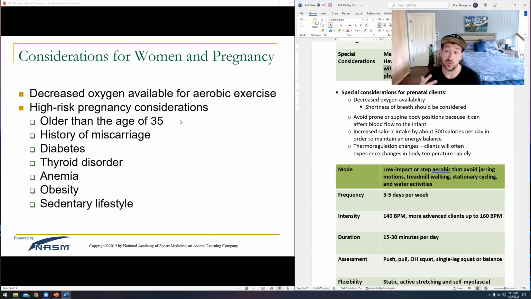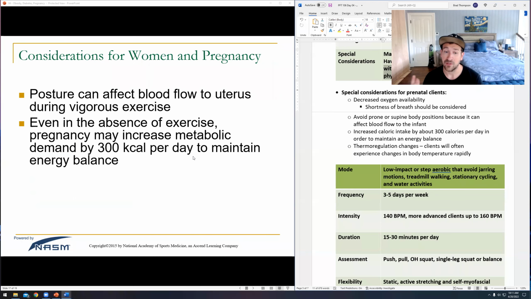So we do want to make sure that we are avoiding high impact exercise and being cautious. That being said, for the average woman, exercising during pregnancy is a very, very healthy thing to do. And even with high risk, it's still a very healthy thing to do. We just want to make sure that they're not doing super high impact, high risk activities simultaneously.